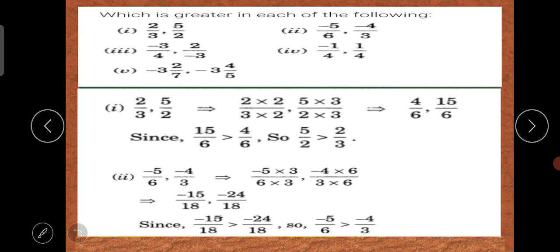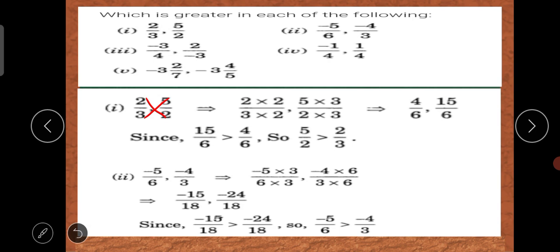So how do you make the denominators the same? By finding the LCM, or by cross multiplying. Cross multiply is an easy method. So here 2 is multiplied by 2 and 5 is multiplied by 3. Downside, 3 is multiplied by 2 and 2 is multiplied by 3. So we will get 6 as the denominator and 4 and 15 as the numerators. Now it is easy to compare. Okay, now 4 and 15, which number is greater here? Both numbers are positive, so in positive numbers, bigger numbers are always greater. Okay. So here 15 upon 6 is greater than 4 upon 6.